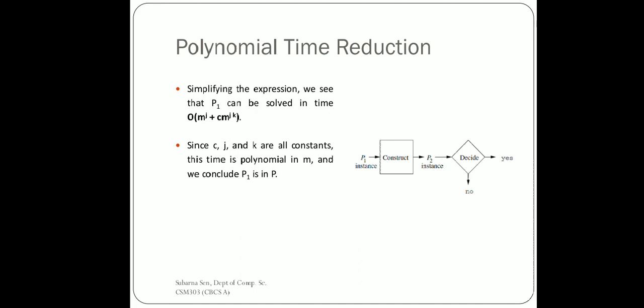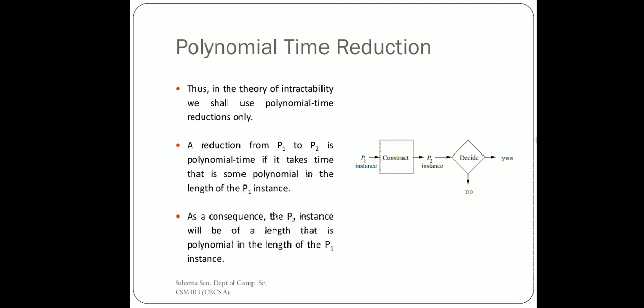That means we can reduce P1, a problem which previously could not be solved in polynomial amount of time, using P2, and that too can be solved in polynomial amount of time, right? Thus in the theory of intractability we shall use polynomial time reductions only. So in this approach, we can reduce a problem which is not known to be in P, using a problem P2 which is in P, with this polynomial time reduction.